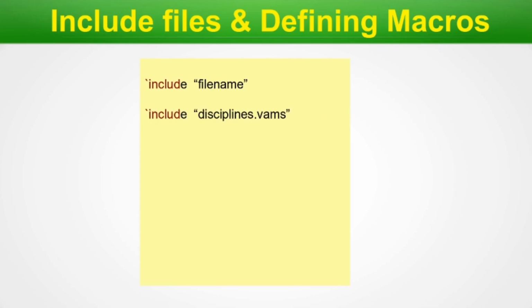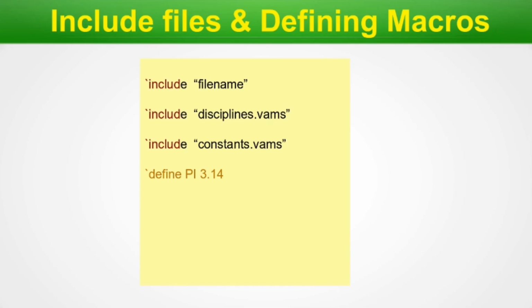So let's first talk about include and defining macros. With include, we can include a file name. The first thing we write in any Verilog-A code is discipline.vams. I discussed this discipline.vams in the first episode, and we also include the constants here. So these two include statements become very important in any Verilog-A code.